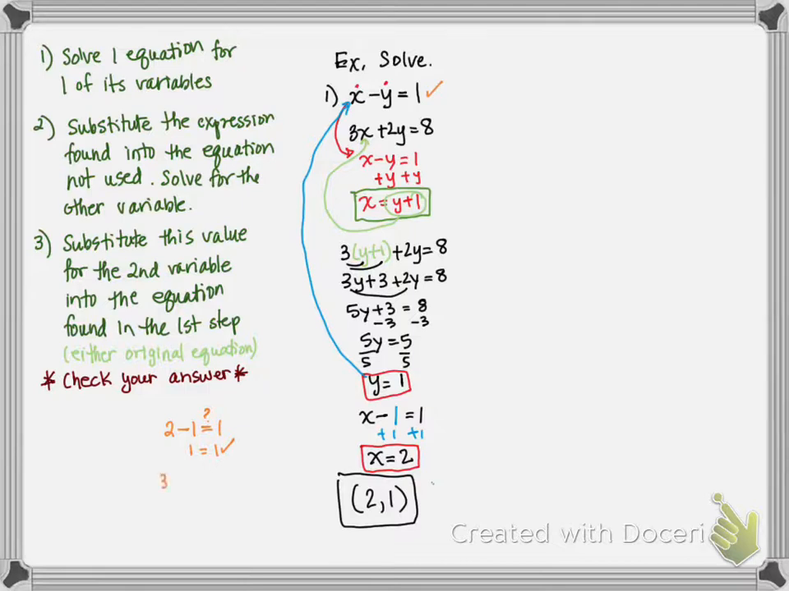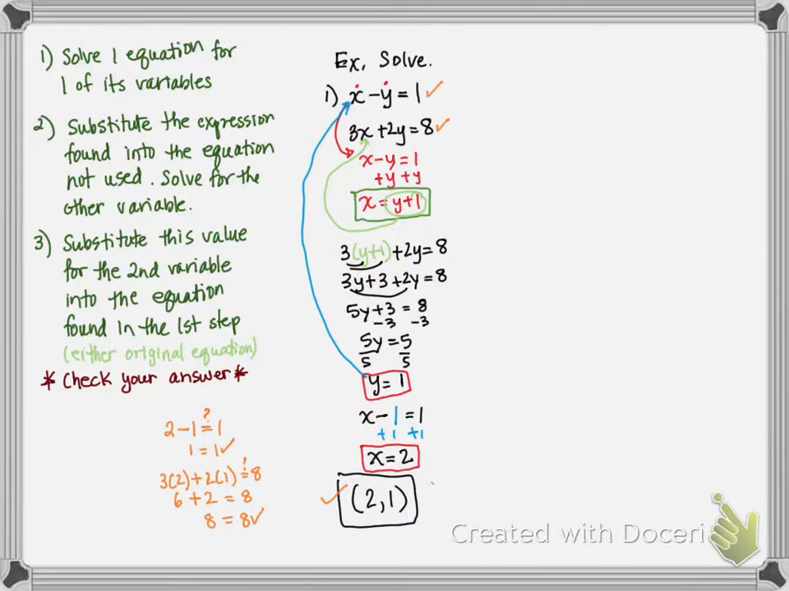Let's try the second one. 3 times the x value of 2 plus 2 times the y value of 1. Question is, is that going to equal 8? So 3 times 2 is 6, 2 times 1 is 2, 6 plus 2 is 8. It does, so it satisfies both of them. So that just verifies that we have the right ordered pair.